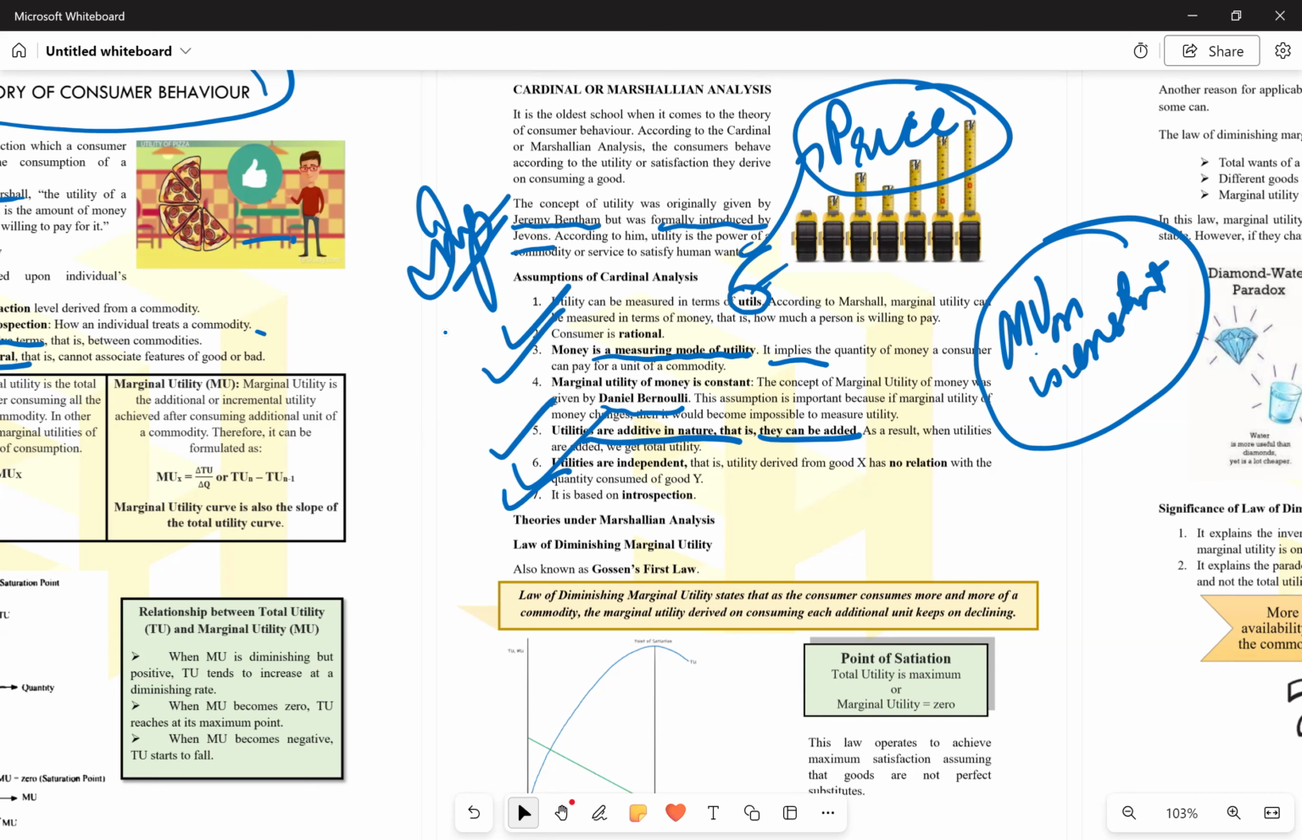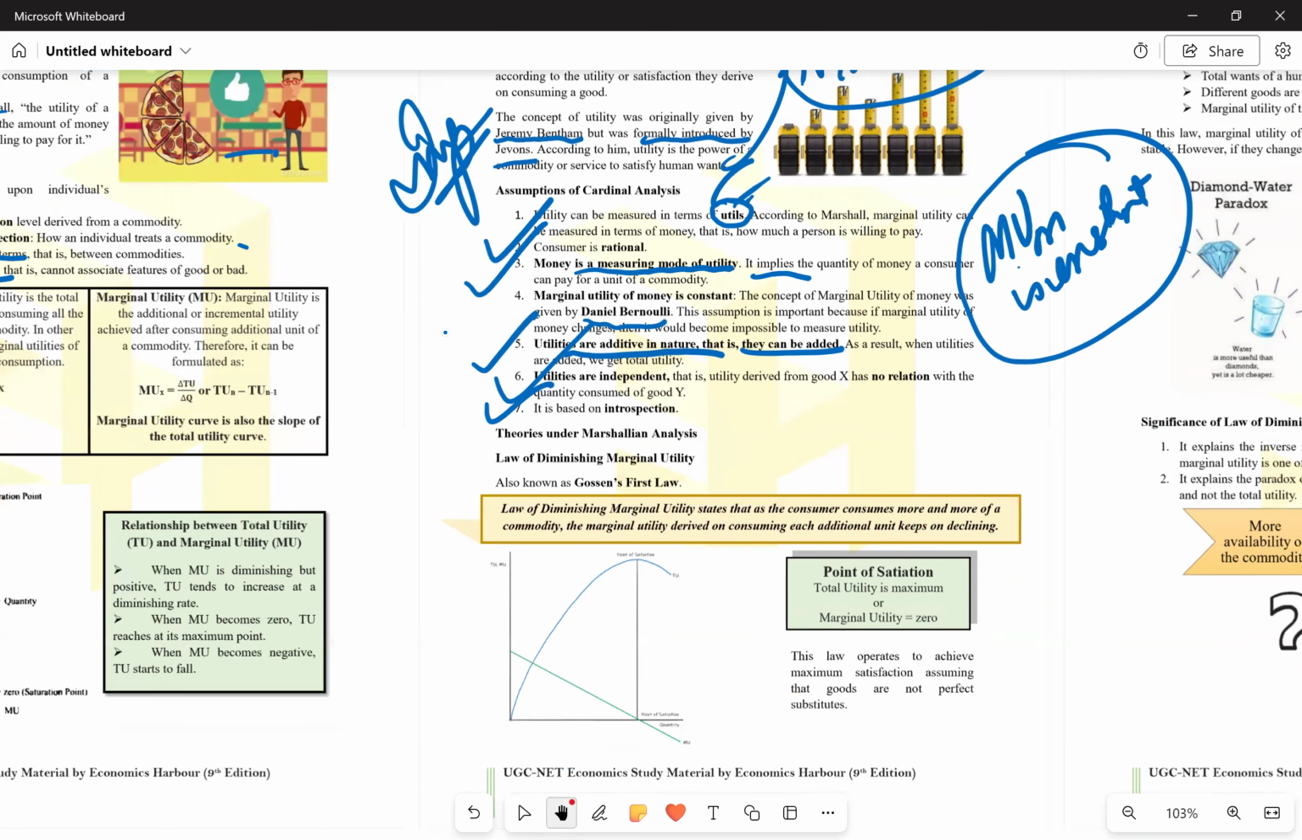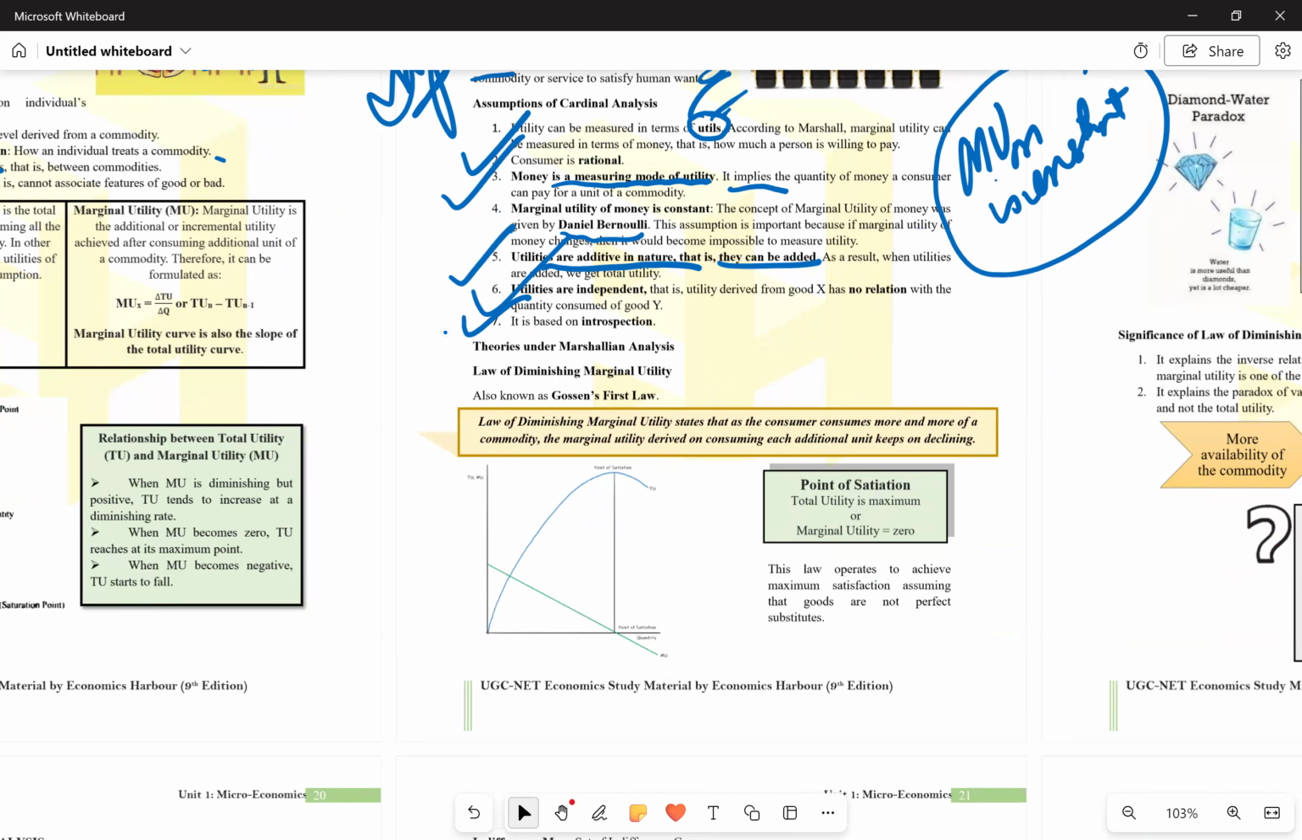Okay. Now, there are two laws under this Marshallian analysis. First is the law of diminishing marginal utility. That is Gossen's first law. And the law of diminishing marginal utility was also the reason for a downward sloping demand curve. And what does this law say? That as a consumer consumes more and more of a commodity, the marginal utility derived from it keeps on declining.